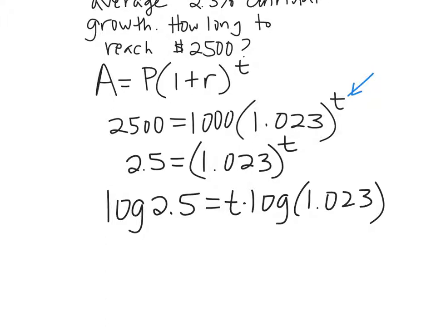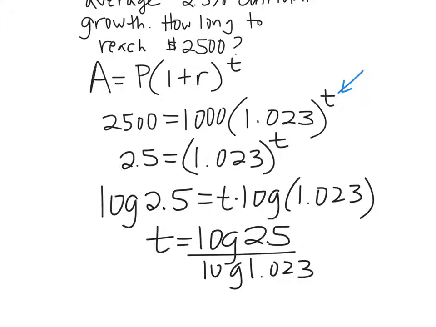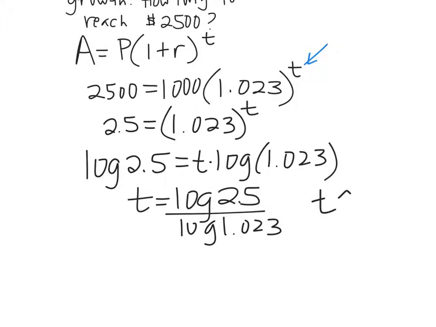So then divide, and you get T equals, and go ahead and do this in your calculator. Log of 2.5 divided by log of 1.023. And T is approximately, how many years does it take? 40? It's a long time, huh? Guess you're not going to go on that Africa trip until you're a little older. 40.295, so about 40.295 years.